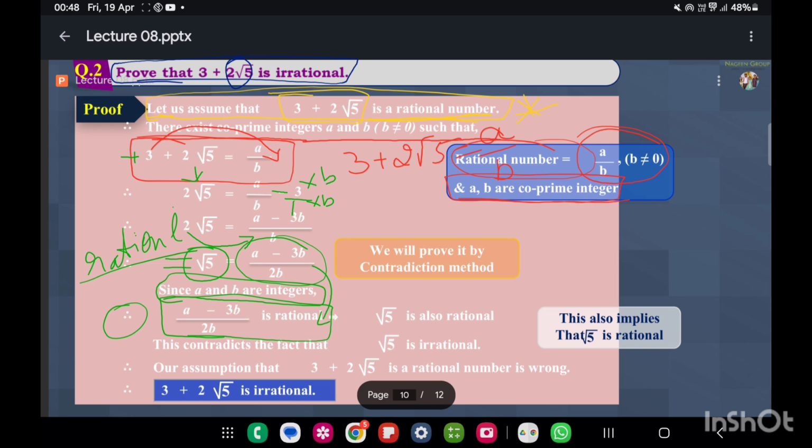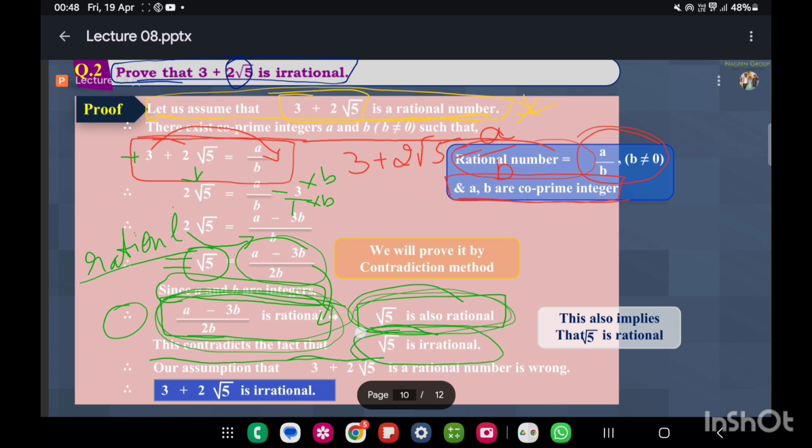Because of this only we are proving like that; we have to mention that. a minus 3b divided by 2b is rational, but we know that root 5 is irrational. This contradicts the fact, because root 5 is irrational. So we can't say that it is rational. So this contradicts that fact.